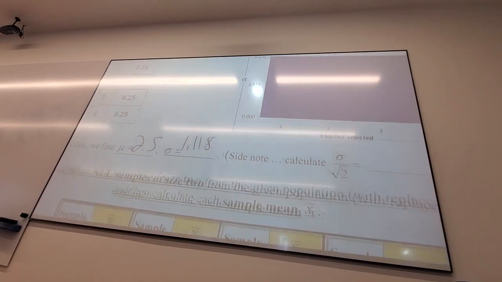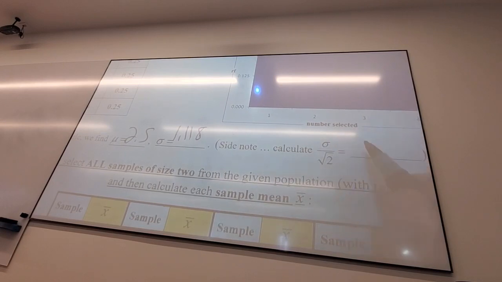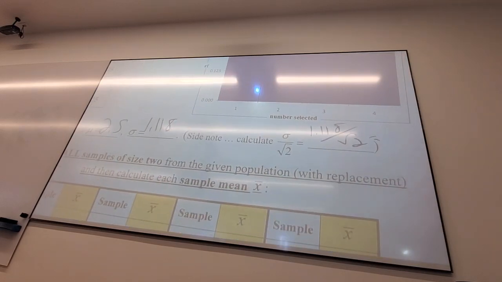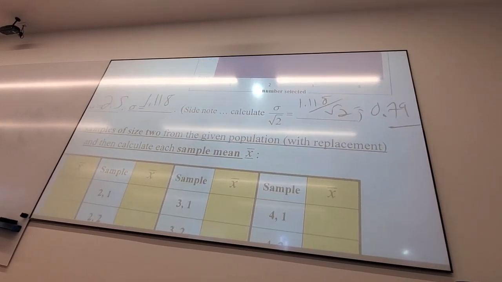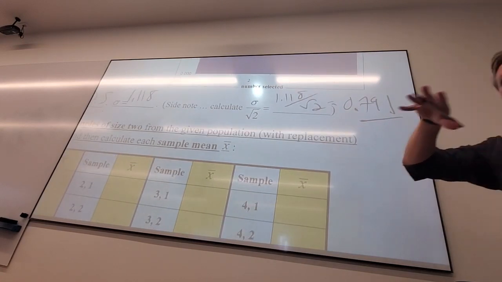Now do me a favor. Just out of nowhere, and some of you guys might remember this, but can you calculate 1.118 divided by the square root of 2? Can you just do that for me? What do you get? 0.79. So that's your four digits. So you get 0.791. Okay. So right now, that doesn't necessarily mean anything to us.